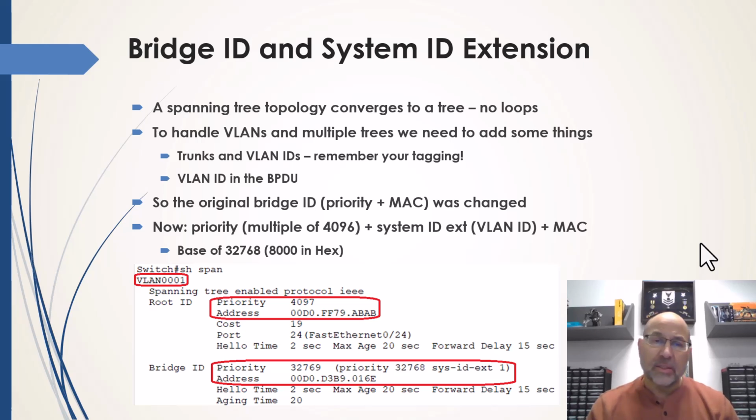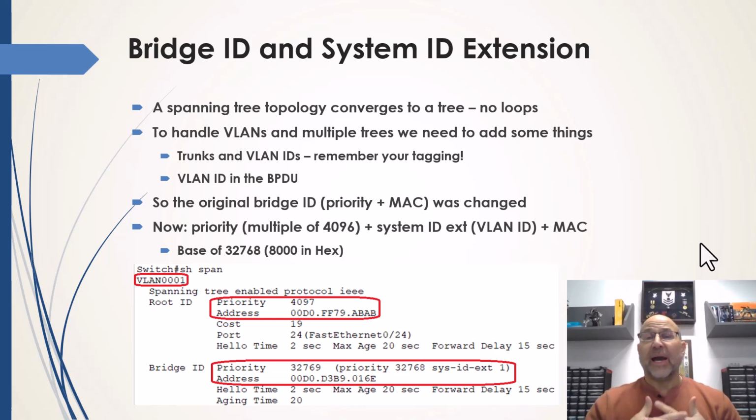Now, the minute we start saying VLANs, we have to do a couple things. We need our trunks, and across those trunks, we're going to use the VLAN ID to tag frames. And then we're also going to put in our BPDUs now that indication of the VLAN ID, and that's what we just saw in the BPDU.